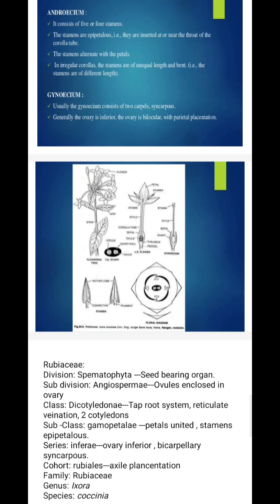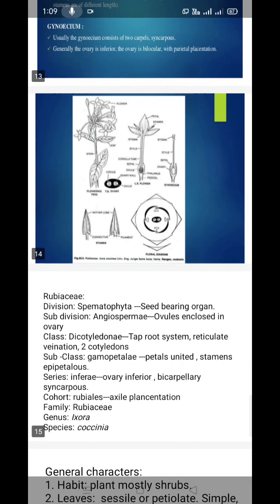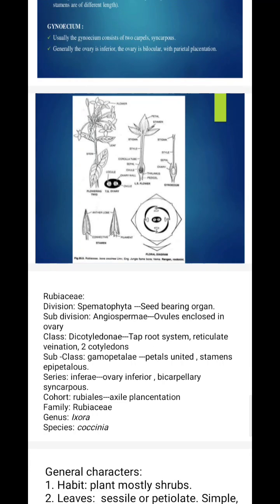Then the last one is the floral diagram. In that, valvate aestivation is present in the corolla, calyx and corolla. Then the androecium is attached to this corolla, and at the center the bilocular ovary is present. So this is about Rubiaceae. So these are the general information.